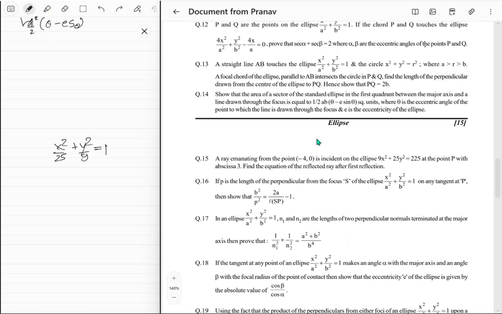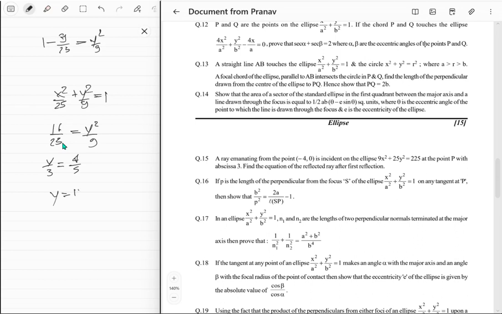Find the equation of the line. If x is equal to 3, that's 9 upon 25. So 1 minus this is supposed to be equal to y squared upon 9, right? That's going to be 16 upon 25. That's equal to y squared upon 9. So y upon 3 is equal to 4 upon 5. It could be plus or minus, but whatever. y equal to 12 upon 5 is where it is. So 3 comma 12 upon 5 is the point P.